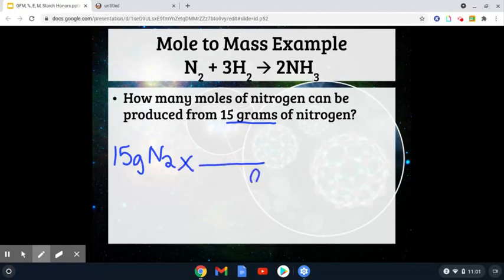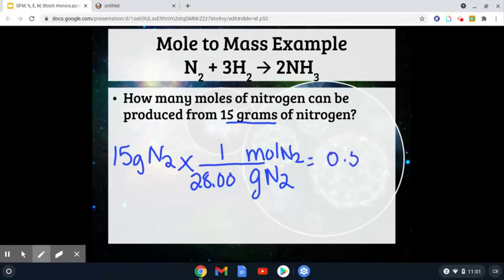We're going to bring grams of nitrogen down to the bottom because that's what we want to cancel out. And we're going to put moles of nitrogen up on the top. This is always going to be 1, and 1 mole of nitrogen is 28 grams of nitrogen. So if we pop that in our calculator, we would get 0.5357, but if we want to sig fig that, we would get 0.54 moles of nitrogen.